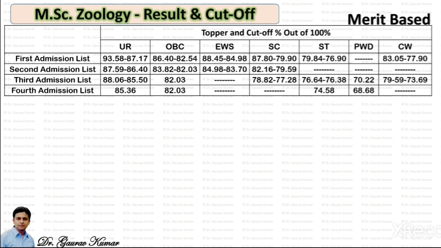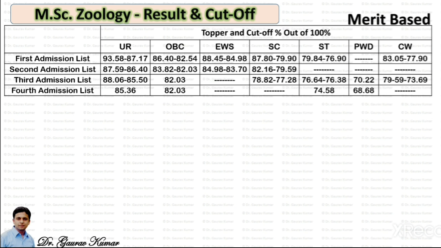Let's see the MSc Zoology result and cutoff. There were around 4 admission lists in MSc Zoology, and if you compare from the first admission list to the fourth admission list, the topper was having a percentage of around 93.58, and the lowest merit went for 85.36 in the fourth admission list.